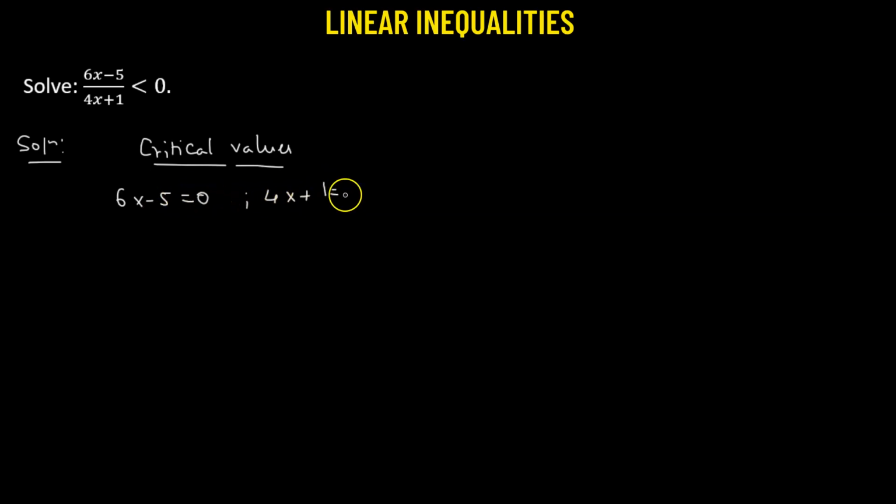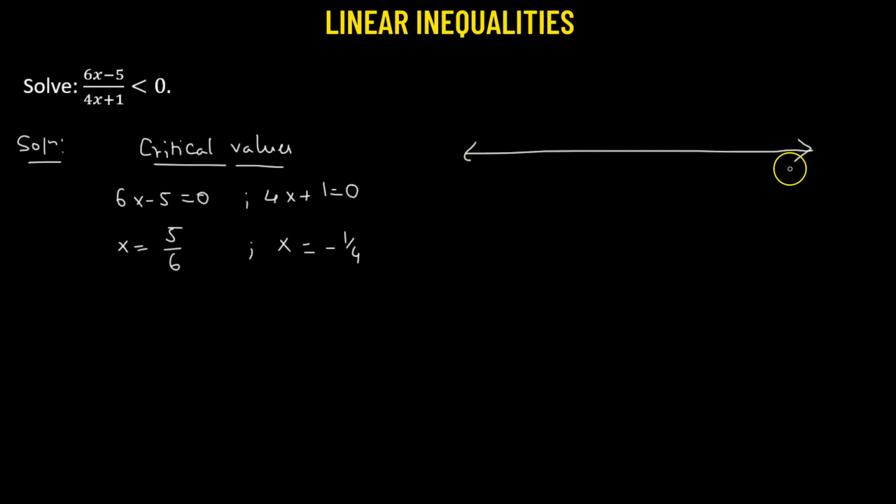So when we solve for x, we have x equals 5 over 6, and for 4x plus 1, solving for x gives us negative 1 over 4. Now we will consider a real number line. On the real number line, we will plot these 2 points. One is negative, so let's put it on the left hand side. So this will be negative 1 over 4 and the other one is positive 5 over 6.